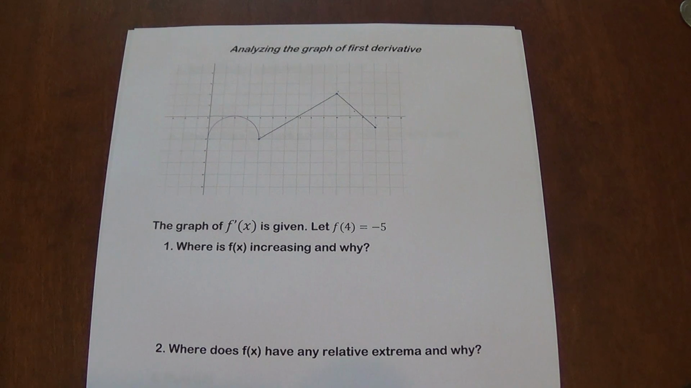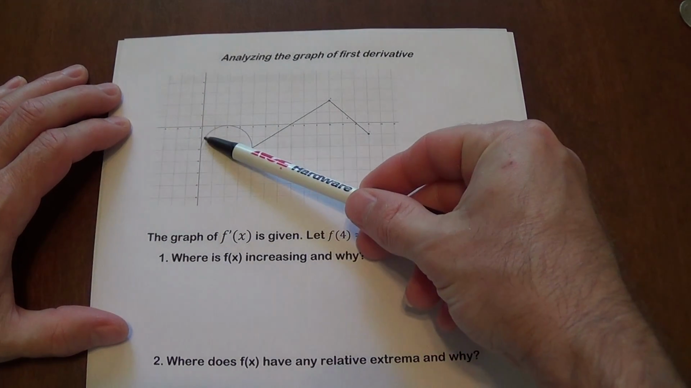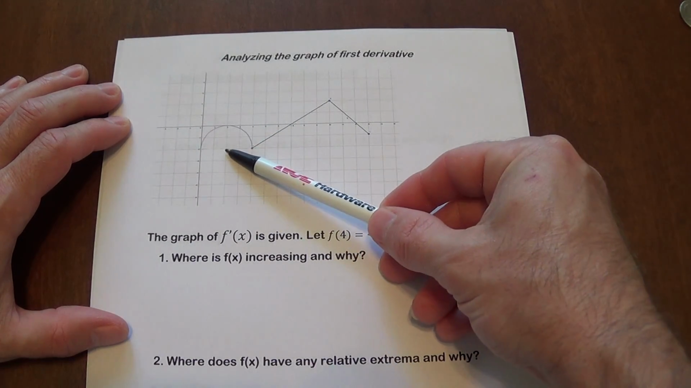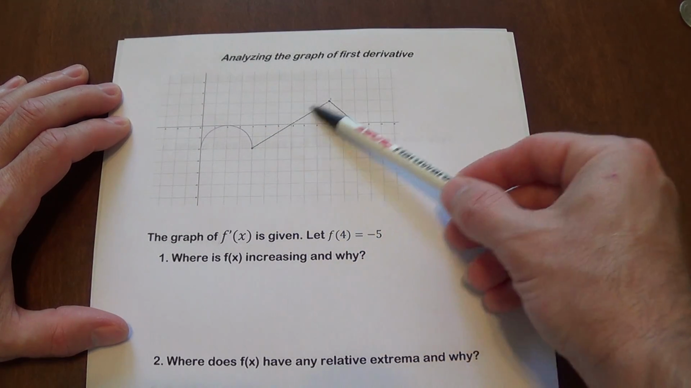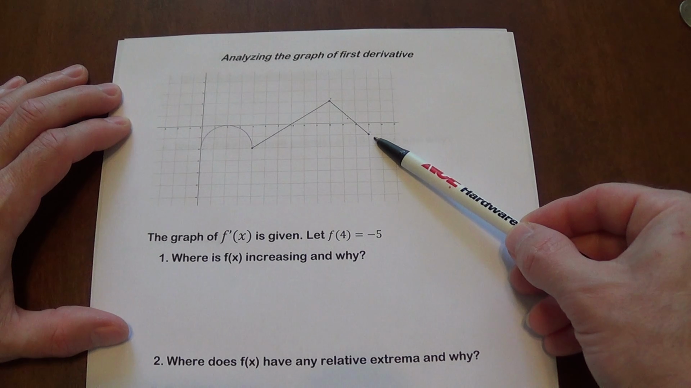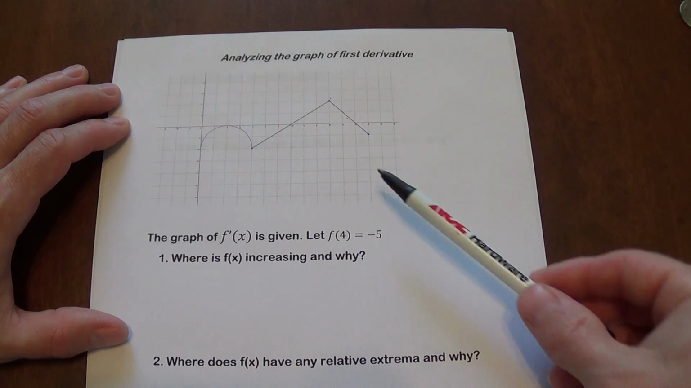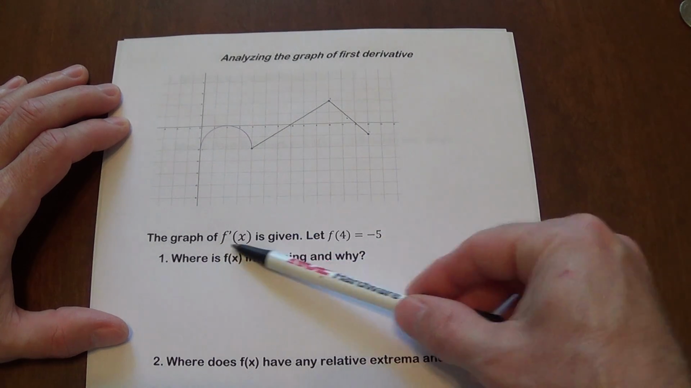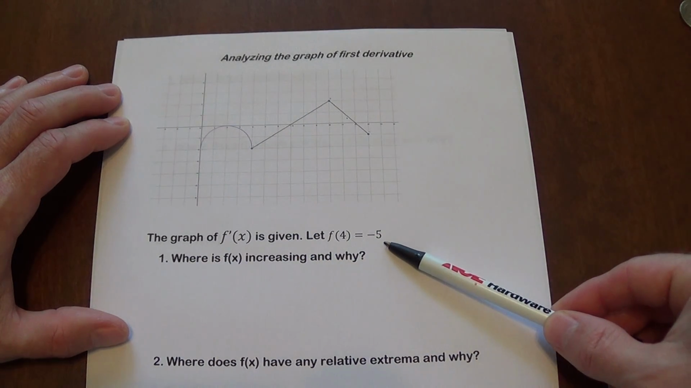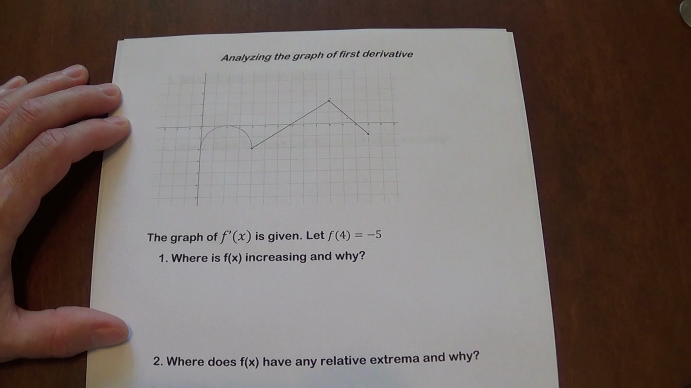Hi, we are going to discuss how to analyze the graph of the first derivative. So we have this graph here that's given to us. It consists of a semicircle centered at (2, -2) and two line segments. This is actually the graph of f prime. And we know that f of 4 is -5. So this is the information that's given to us.